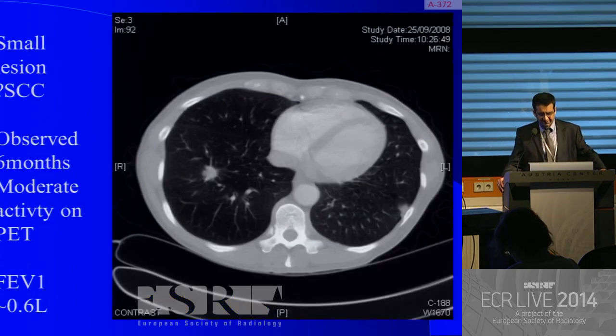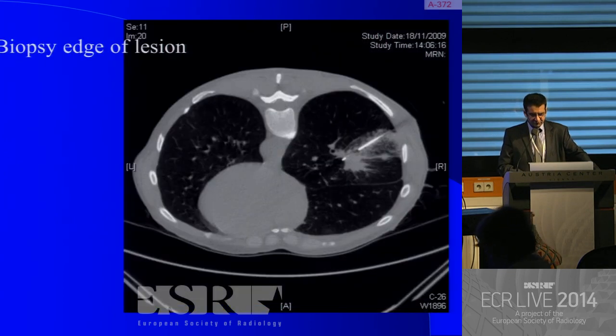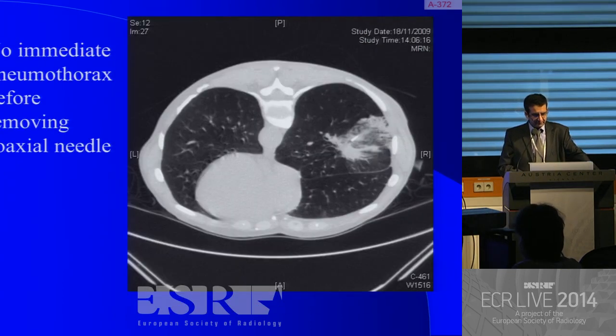Another patient with a right-sided lesion was suspicious for squamous cell carcinoma. Initially, it was being observed with PET activity as the patient was unfit for surgery and had poor lung function. It progressed after 4 or 5 months with some consolidation on the outer aspect. Using PET guidance, we knew we needed to biopsy more the medial side of the lesion. We place a coaxial needle and take some biopsy. We see some pulmonary alveolar hemorrhage, but actually we have no immediate pneumothorax.